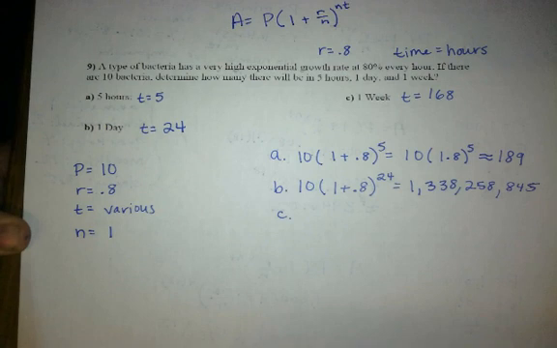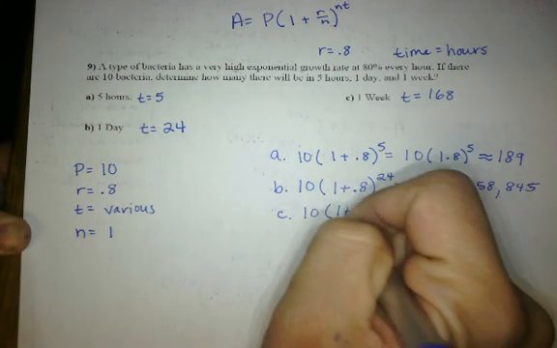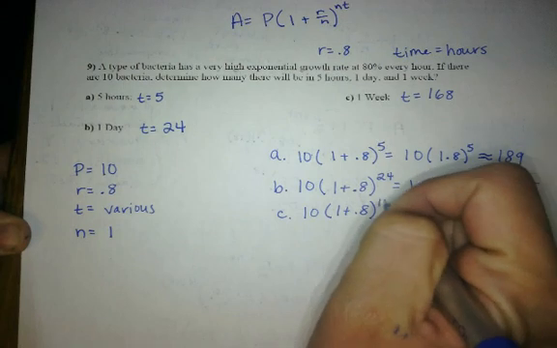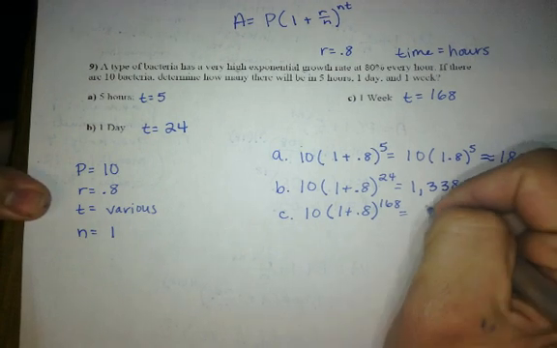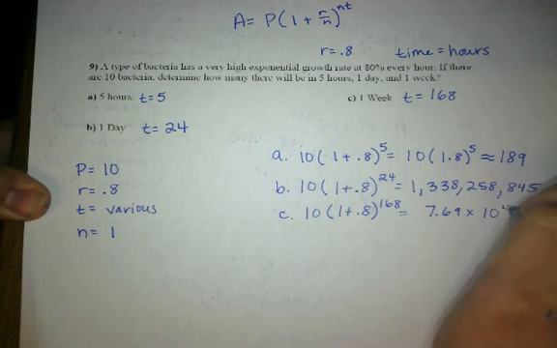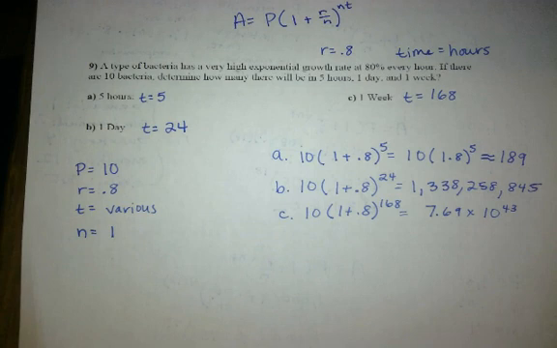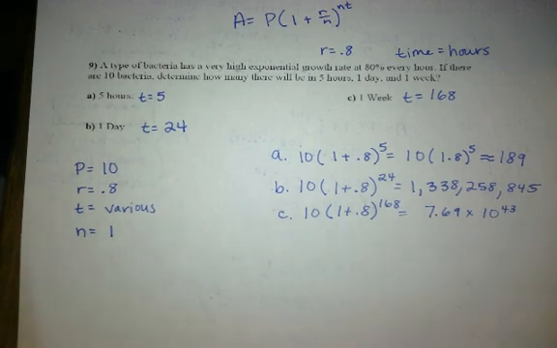What do you think is going to happen if we get to the week? Do we even want to see what that number looks like? This one is going to be 7.69 times 10 to the 43rd power, which means there are 43 zeros that are going to keep going forever and ever. That is a lot.